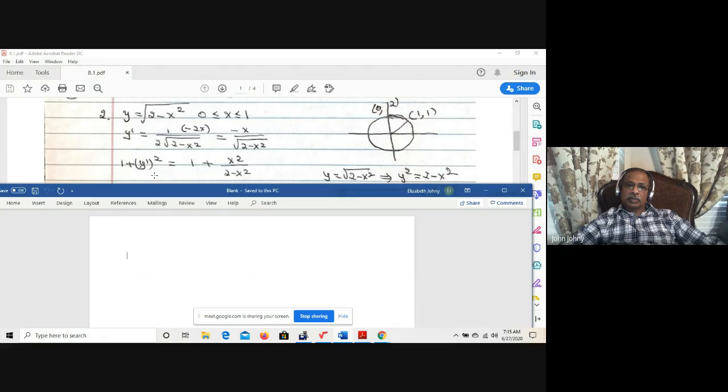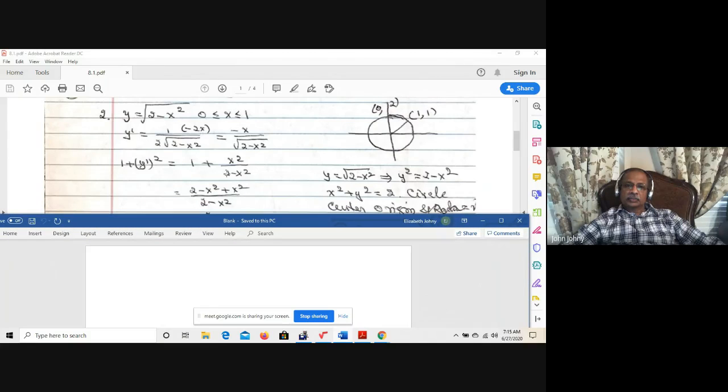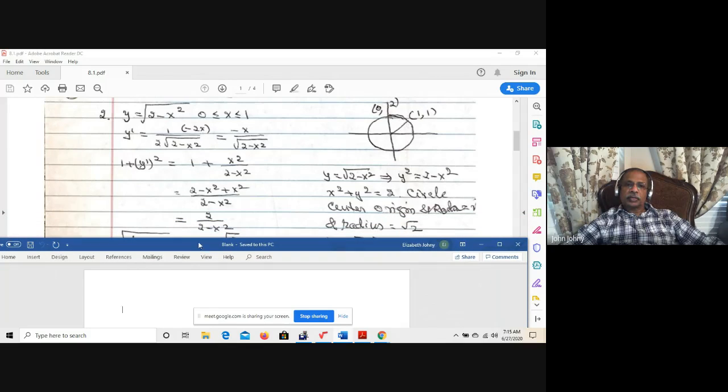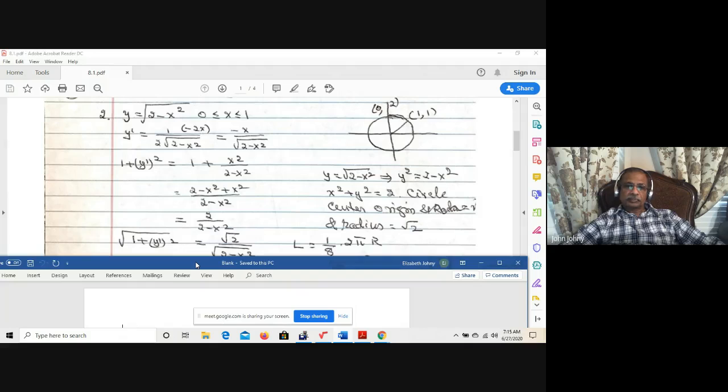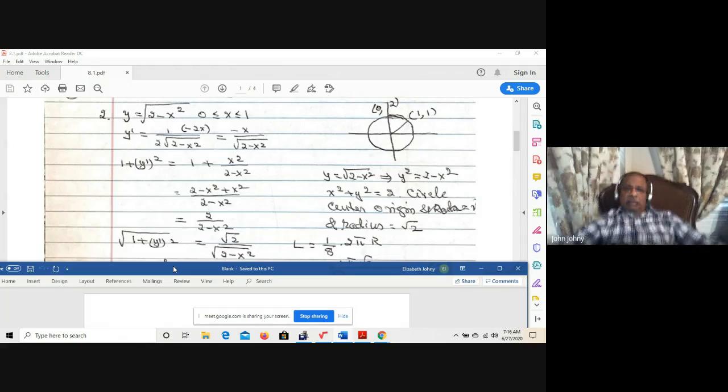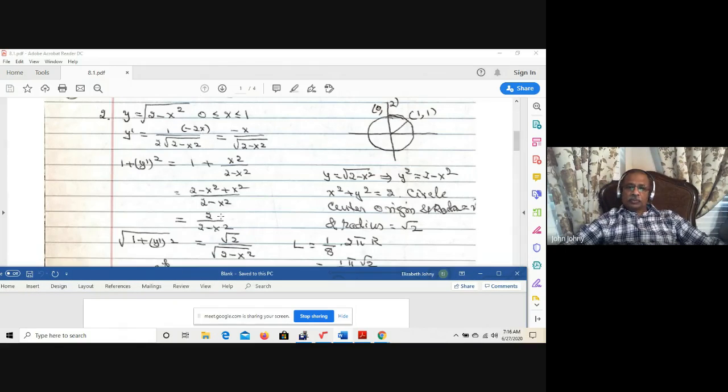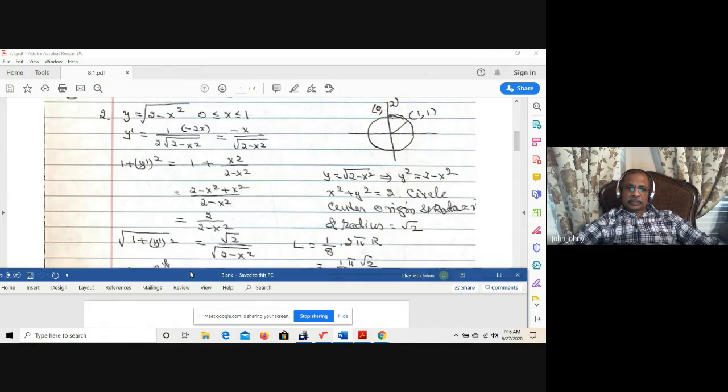Therefore, 1 plus y prime the whole square is equal to 1 plus x square over 2 minus x square. Bring it upon a common denominator. That is going to be 2 minus x square plus x square, whole divided by 2 minus x square. x square cancels, so that is 2 divided by 2 minus x square. Therefore the square root of 1 plus y prime square, which is the same as 1 plus f prime x the whole square, is equal to the square root of 2 divided by the square root of 2 minus x square.